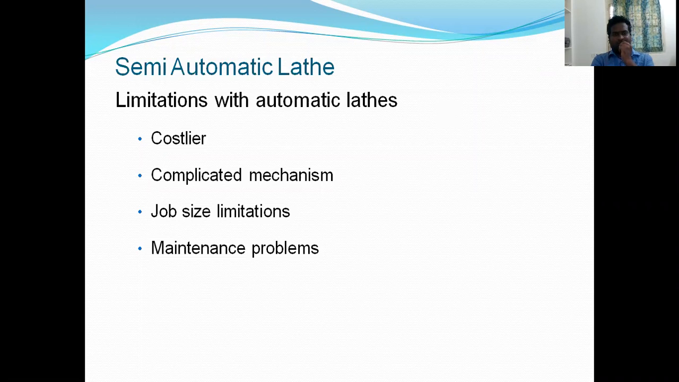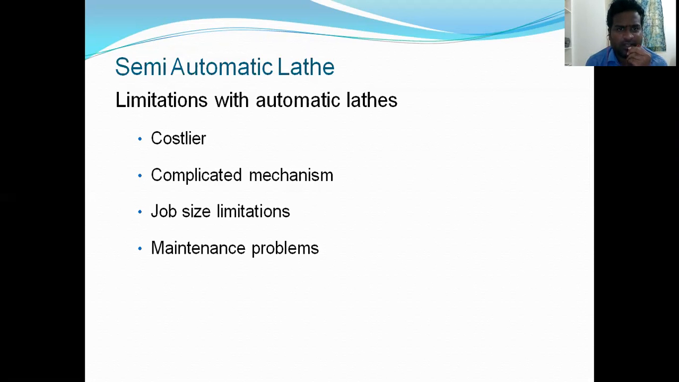Automatic lathes are very costly because all other equipment is replaced with automatic mechanisms, and tool capacity is increased. That is why it is a very costly machine: mechanisms are operated by actuators, and so many actuators are added. That is why its cost also increases, and the mechanisms are complicated, because everything is done by the machine itself.